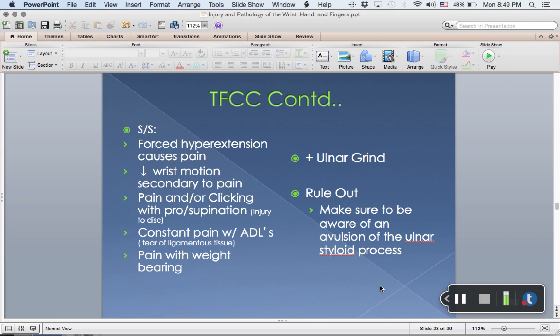even driving. Pain with weight bearing, so any kind of weightlifting or holding things in their hand. Maybe if they're pushing on something, pushing a door open, they might have pain. So positive ulnar grind. Again, kind of like the McMurray's, if you know what that is, when testing the meniscus in the knee.